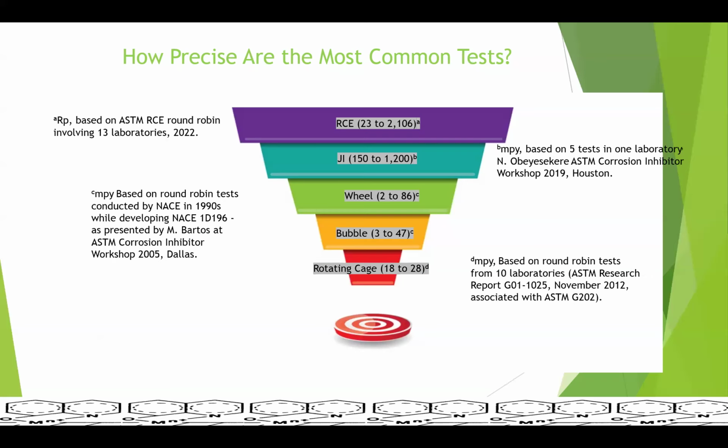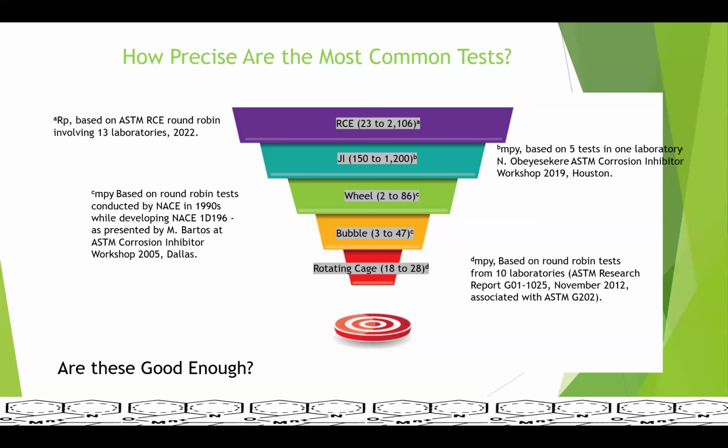ASTM did the round robin test, inter-laboratory studies, and under the same conditions, 10 different laboratories produced corrosion rates that varied from 18 to 28. That is plus or minus 5 mpy variation. So this establishment of precision is what helps us to target good corrosion inhibitors in the selection process. But the question is, are these precisions good enough for our inhibitor evaluation?